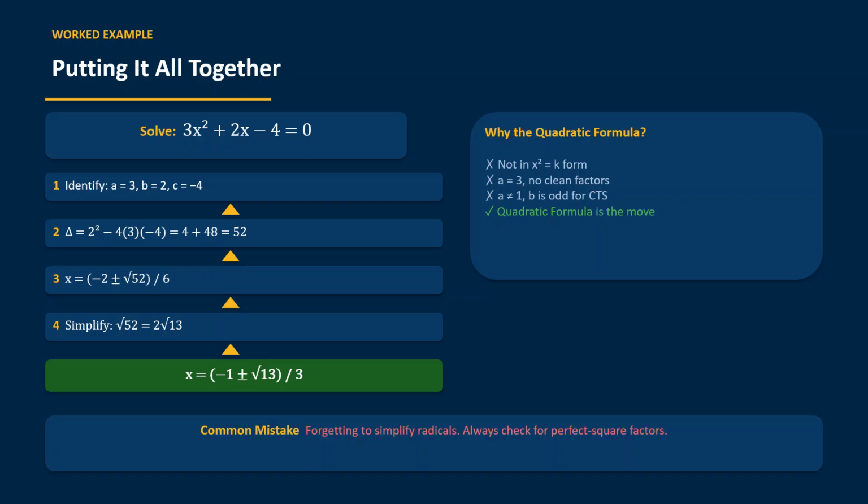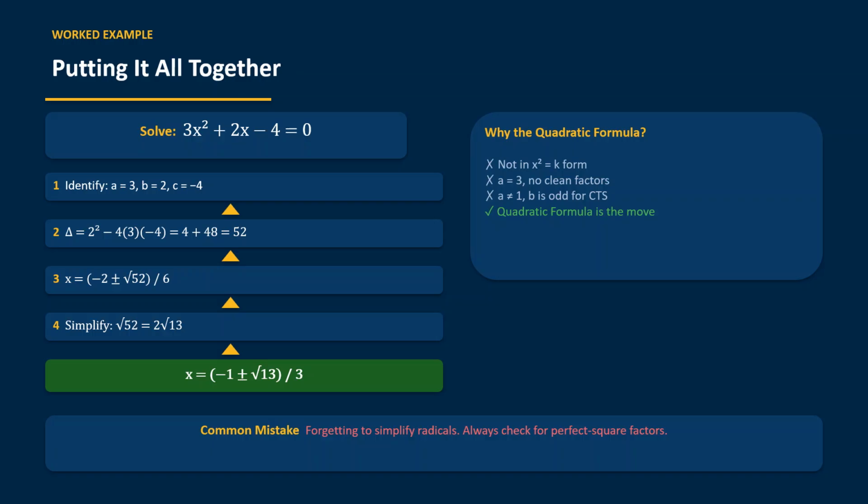Compute the discriminant first. B squared minus 4ac equals 4 minus negative 48, which is 4 plus 48 equals 52. Since 52 is positive, we get 2 distinct real roots. Now plug into the formula. X equals negative 2 plus or minus the square root of 52 divided by 6.